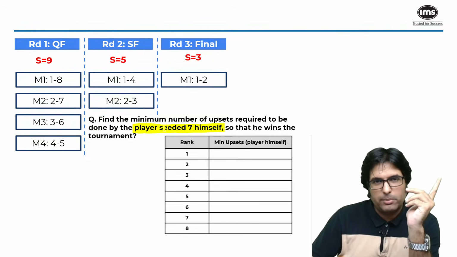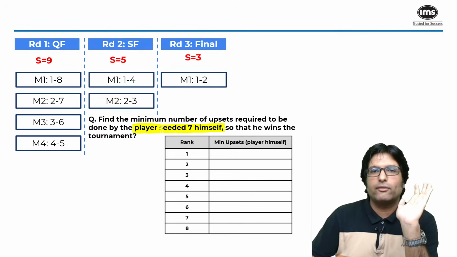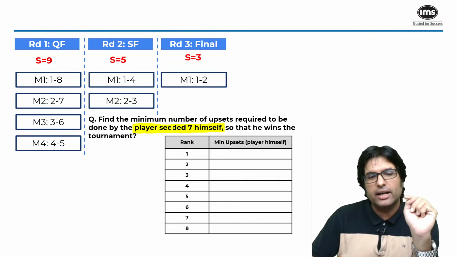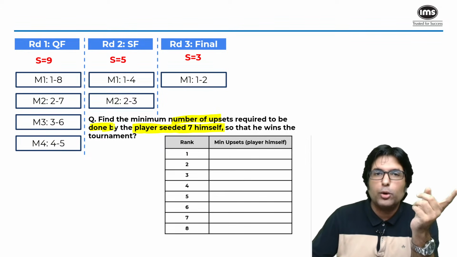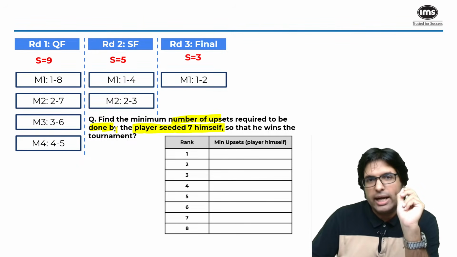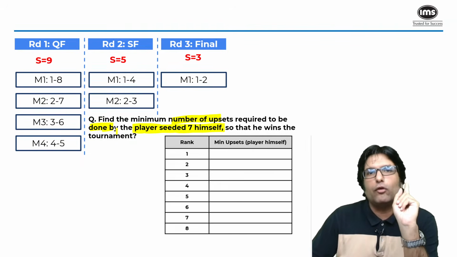How is this different from the previous one? There we could have upsets across the spectrum of the tournament. Anybody could be a participant in that upset. But here we want to count the minimum number of upsets which are required to be done by the player. So we would only count the upsets which the player himself is involved in.